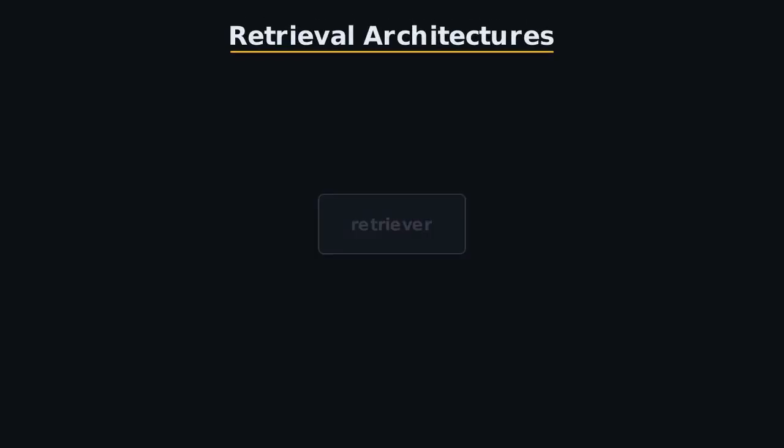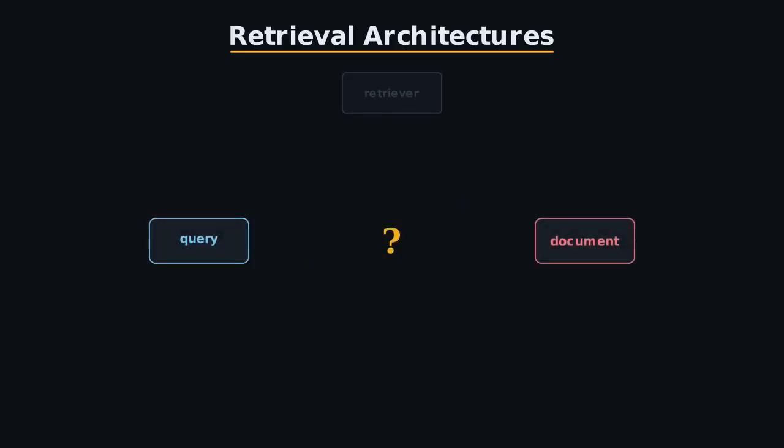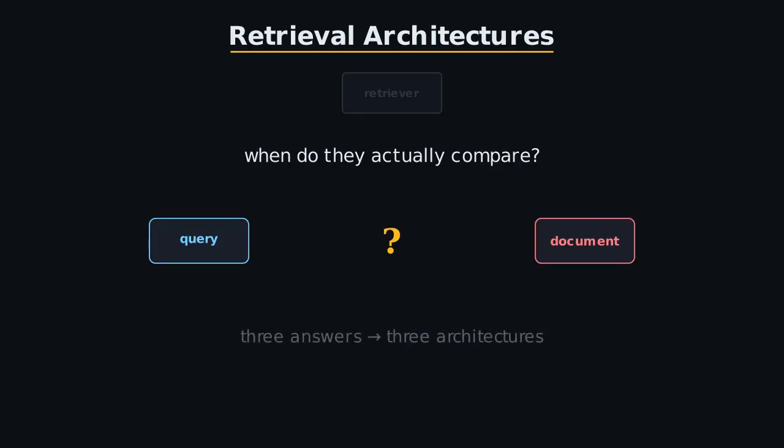We've used retrievers in every lesson. Now let's open them up, because under the hood there are several very different architectures. And they all differ on one single question. At what point do the query and the document actually compare? Answer that one question 3 ways, and you get the 3 main architectures.